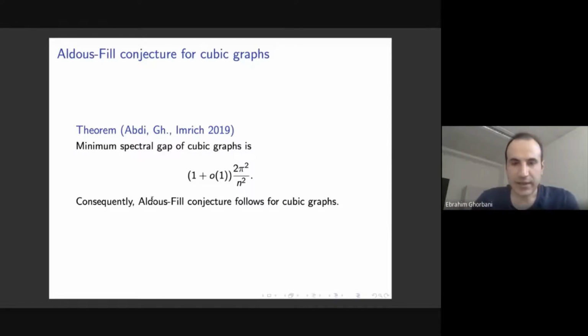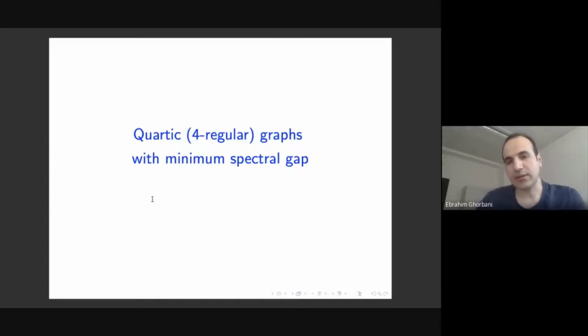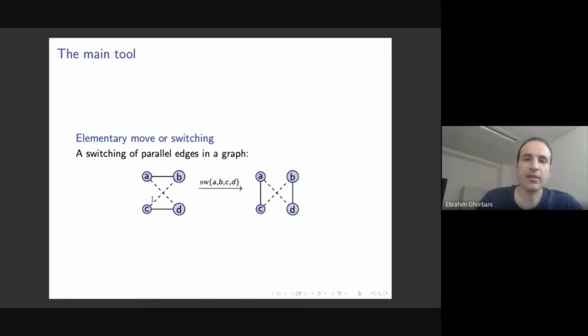The next case is quartic graphs, or four-regular graphs. What we are going to do is first determine the structure of quartic graphs which have minimum algebraic connectivity, and then try to settle another case of the Aldous-Fill conjecture. We have a basic tool to determine the graphs with minimum algebraic connectivity. We can start with any quartic, or four-regular, graph, and we just perform these switchings.